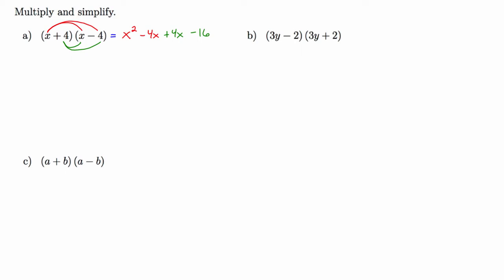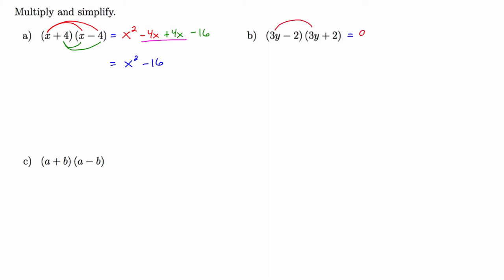And like many examples, the two middle terms are like terms, so we'll be able to combine them and reduce them. But what is different is that one is a positive 4x and the other is a negative 4x. And when we combine 4x with a negative 4x, they completely cancel. So not only are they like terms, they're also opposites. And when we add them together, they cancel each other out, leaving us a final answer of x squared minus 16.